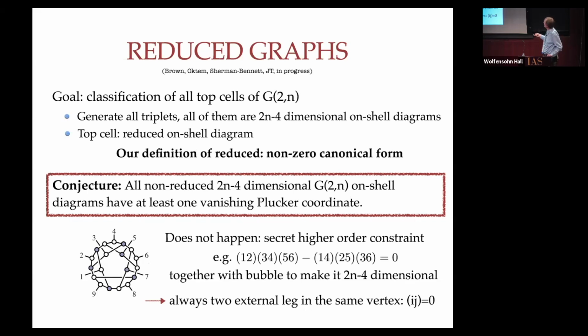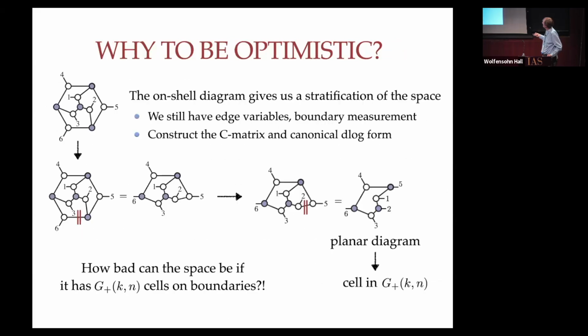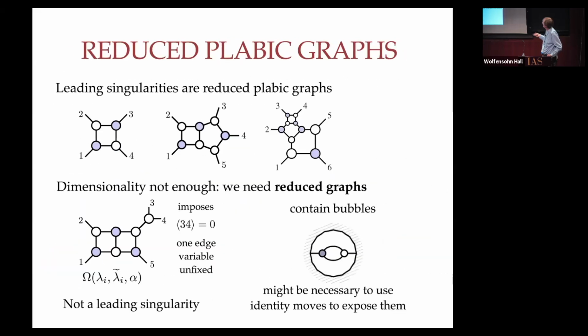So this is an analog to what I showed before. This is the analog of this one. This also has the correct dimensionality, but the Plücker coordinate 3, 4, the minor 3, 4, is 0. And there is a bubble in the diagram, which is responsible for this extra variable here. So this is also not reduced.